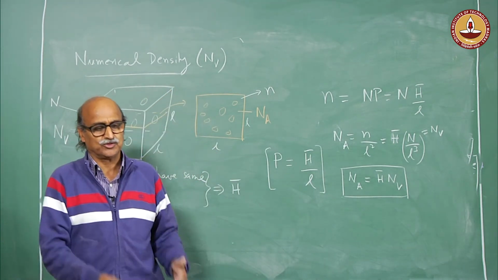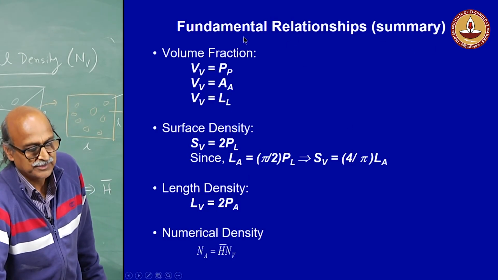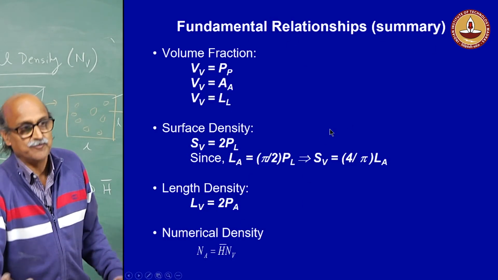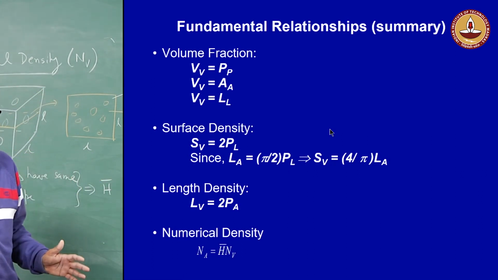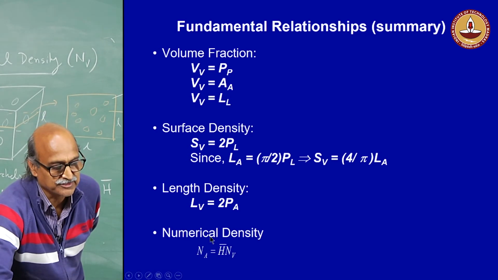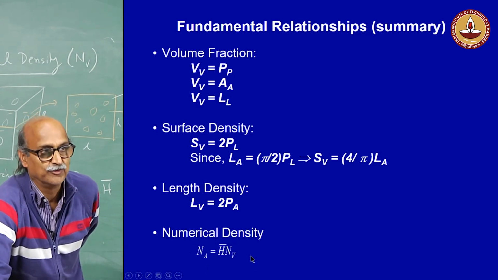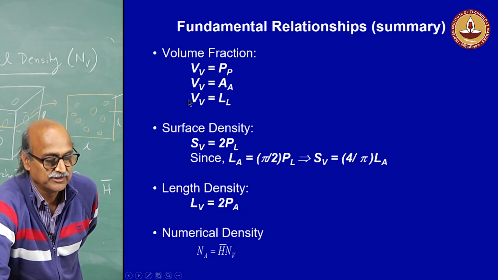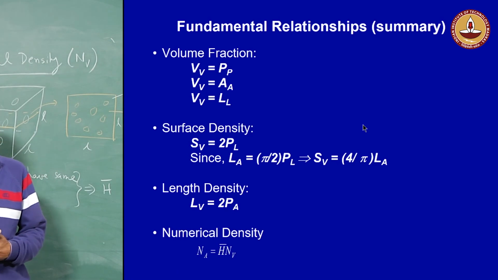So, out of all those relationships, if we once again look at the summary, all of these relationships have been derived independent of the shape, right. But the last relationship, if you need to solve it, then you would require a knowledge of shape, but all other relationships you do not require a knowledge of shape.